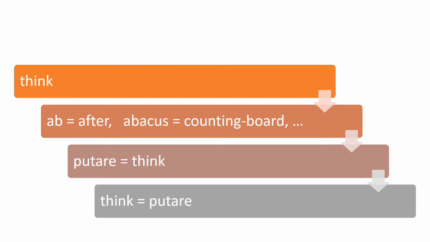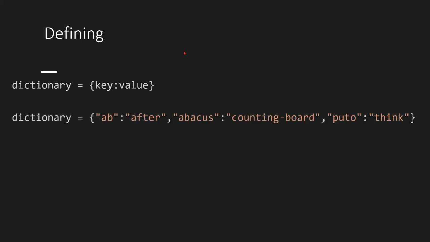But with a dictionary, first we define it. And so a dictionary has a key and a value, and they're in curly braces and separated with a colon. So if we use this example, we've got ab, which means after, and here we've got key, and then our value, and of course these are strings. Then we separate them by a comma, like a list. Then we have another string, and this is the key and this is the value, and we keep going.